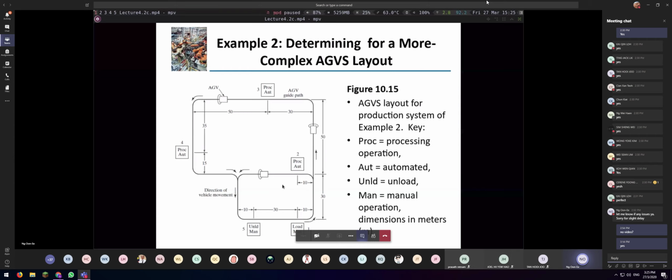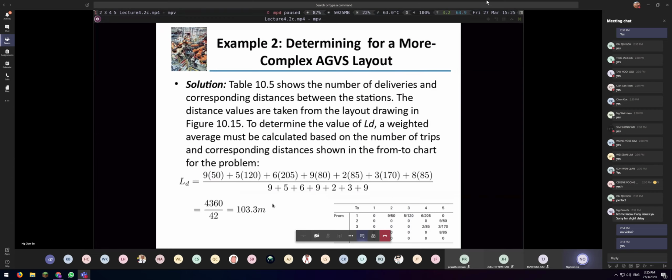You do not necessarily need to draw this, but this is normally provided for you, and then you can use it in your analysis of the system. Okay, so your proc is your processing operation, and mainly we just look at it as numbers. So your 2, 3, and 4, and your load and unload is here, and there's some manual operation at the load and unload. Okay, everything else needs to be automated.